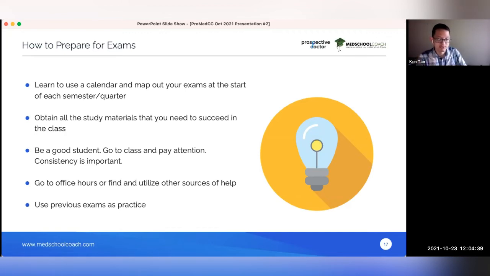So at most universities, they have a study center, and the study center will have tutors who are paid by the university to help students who are struggling in their classes. So look for help and get help if you need. And the last tip I'll give is possibly the most helpful one of all, and that is use previous exams as practice.